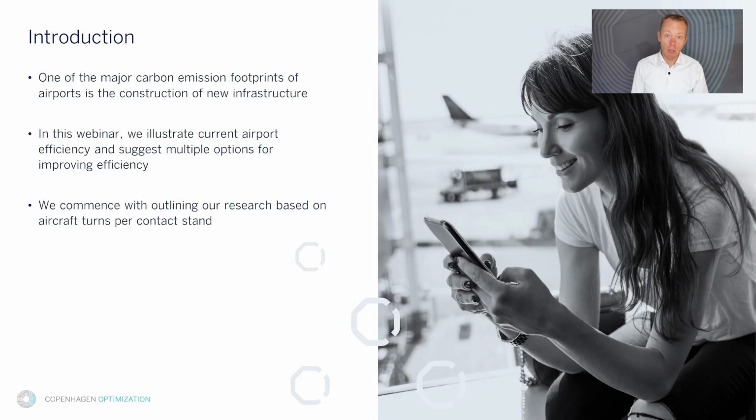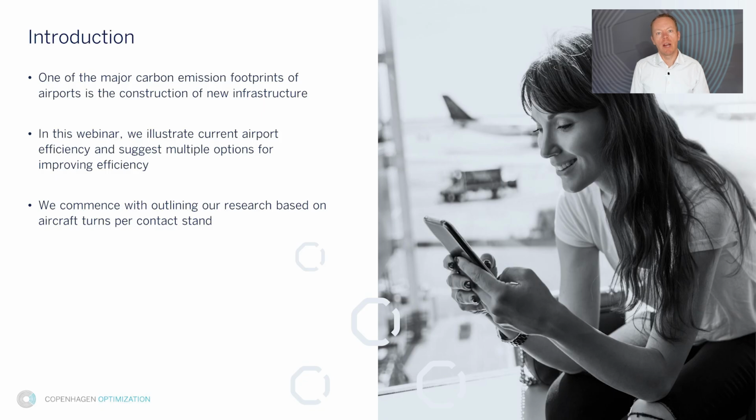So how do we look at this? For this webinar, we've done some research into the number of turns that an airport sees per contact stand, because building additional contact stands is one of the most expensive and most CO2 emitting investments of an airport. So we look at what the current footprint is on this and what can be done to actually improve the use of the current stand infrastructure in airports.